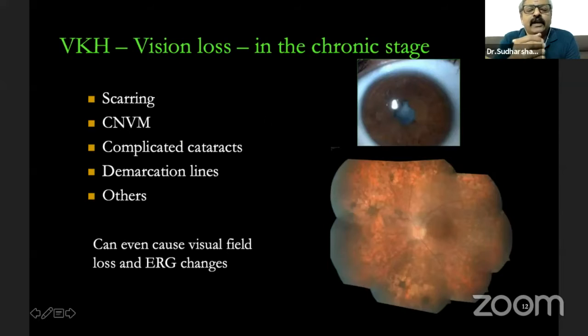So vision loss in VKH can be in the acute phase or in the chronic stage because of scarring, CNVM, or complicated cataract. Sometimes the demarcation line also can cause vision loss. They can even cause visual field loss and ERG changes.